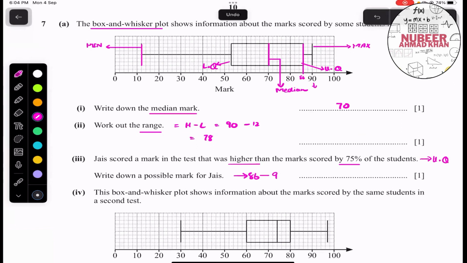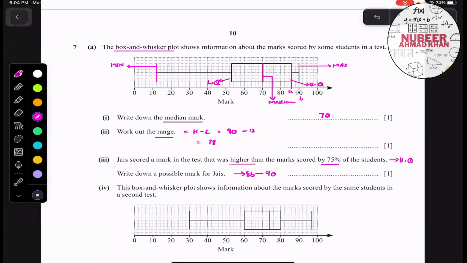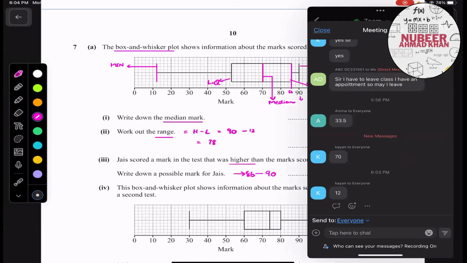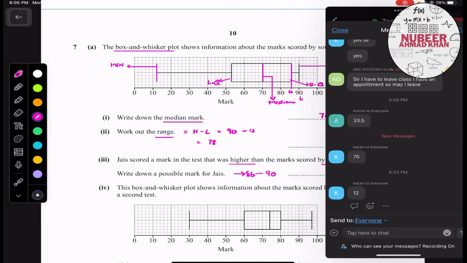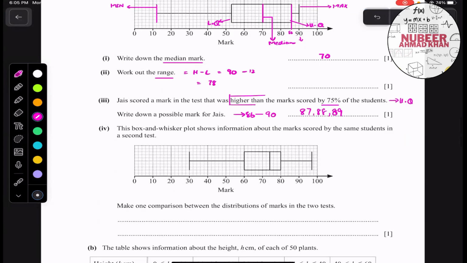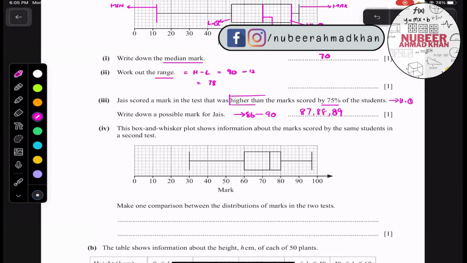So what is the value that we can write down here? Okay, how many marks has J scored? Any value between 86 and 90. 88. Okay? Yeah, 88. You can write down 87 or 88 or 89. Okay? These are the values. 86 हम नहीं लिख सकते because that is the value for the 75% mark. ठीक है, but उसने कहा था higher than the mark scored by the 75% student. तो higher के लिए you have to go above 86. ठीक है? So any value between this, that is the value that you are going to select.